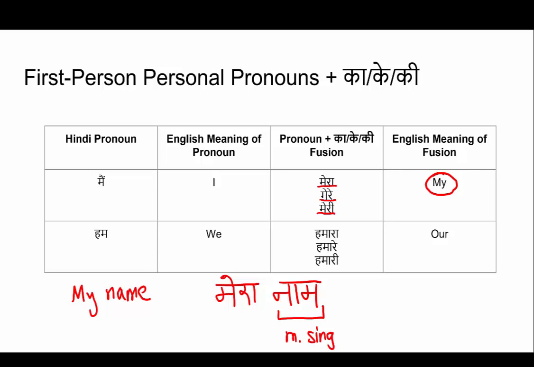The pronoun hum fuses with ka, ke, and ki to form hamara, hamare, and hamari, respectively. All of these fusions mean our. We use hamara if the noun being possessed is masculine and singular. We use hamare if the noun being possessed is masculine and plural. And we use hamari if the noun being possessed is feminine, regardless of whether it's singular or plural.